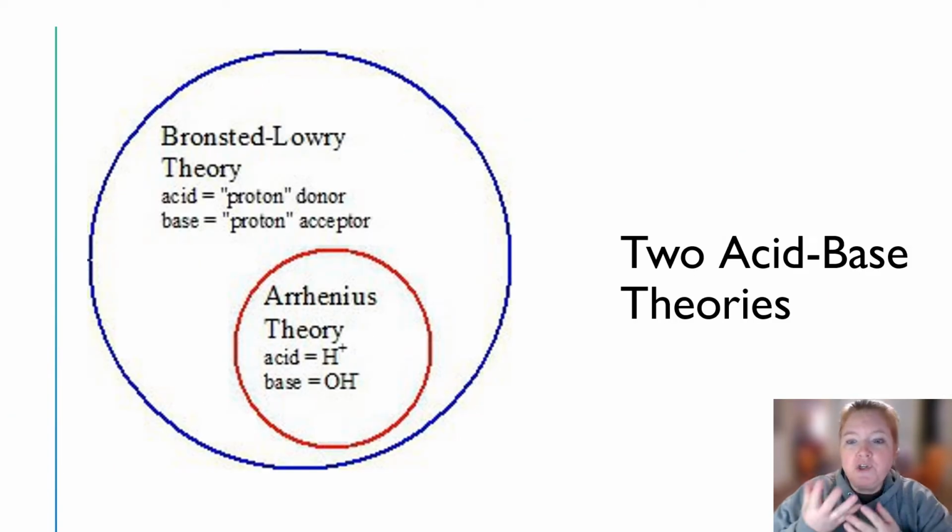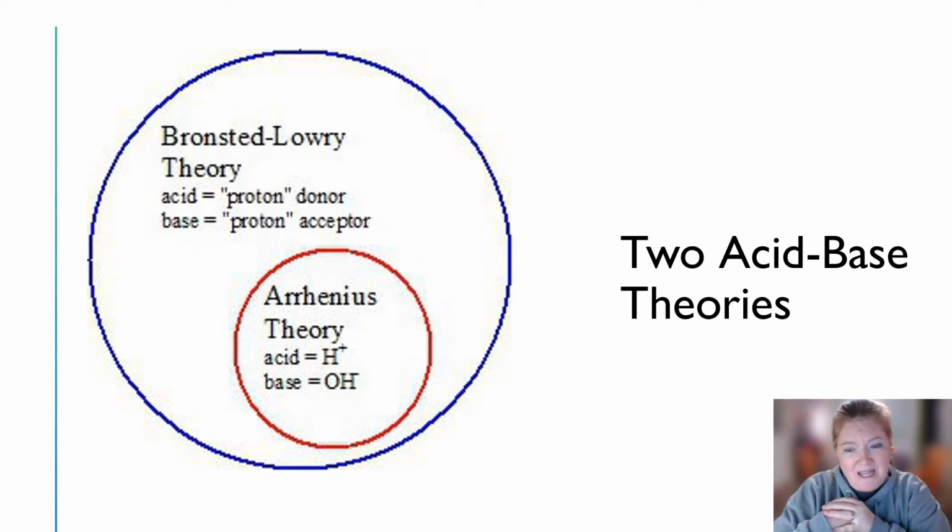All right, so here are two of the major theories. We talked about Arrhenius theory in the last video. So Arrhenius acids produce H pluses as their only positive ion in solution, whereas Arrhenius bases have OH negatives as their only negative ion in solution.